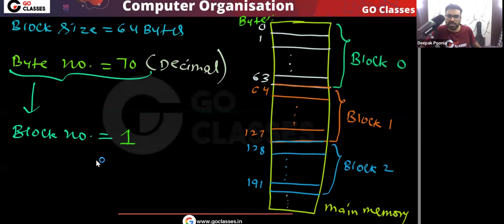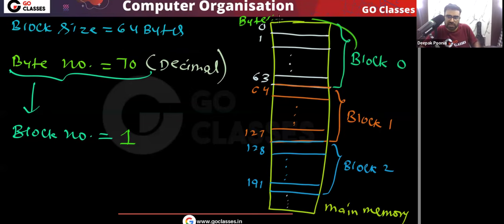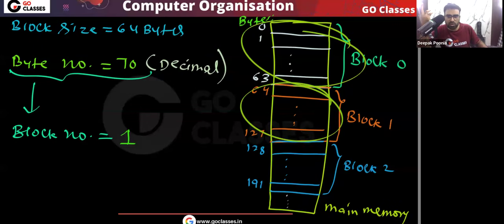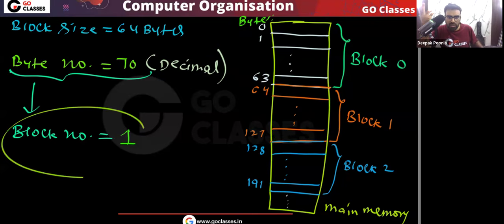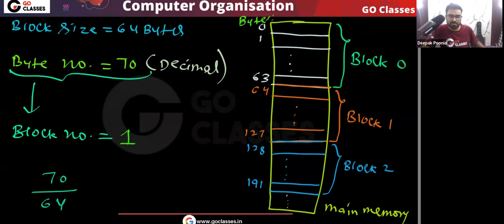But can we write a formula here? Yes, we can write a formula. Because the block size is 64 bytes, we need to divide this main memory into chunks of 64 bytes, yes or no? The main memory we need to divide into blocks of 64 bytes. So to find the block number to which this byte number belongs, we need to divide this byte number 70 by 64.